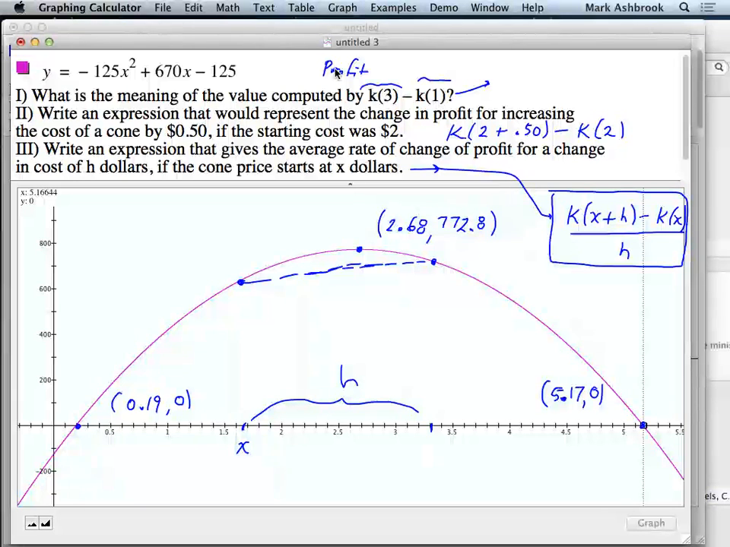Let's do it. So for 3, say the weekly profit is $750, minus, and for 1, I'm just guessing it's 400. So what we're calculating here is the weekly profit for a $3 cone versus the weekly profit for a $1 cone, which is $350. So what does that number represent? That's the increase in weekly profit for charging $3 instead of 1. That's right. If you increase the cost of a cone from 1 to 3, your change in profit will go up $350. You see?